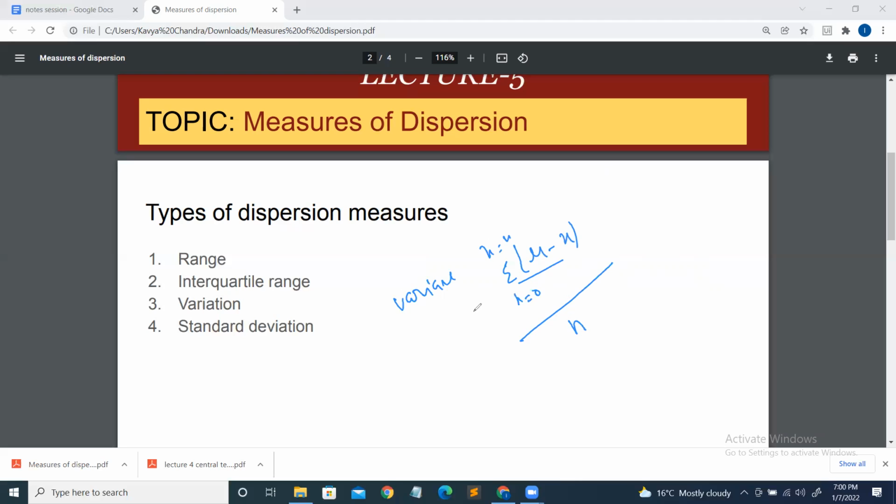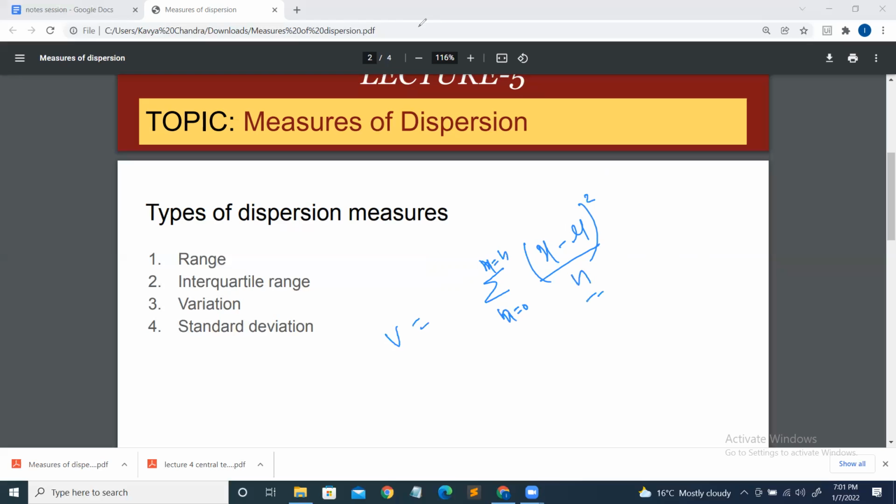So what are you doing? You're taking x minus mu, sorry. Let me write it down again. Variance is equal to the sum from i equals 1 to n of (x minus mu) squared, divided by n.